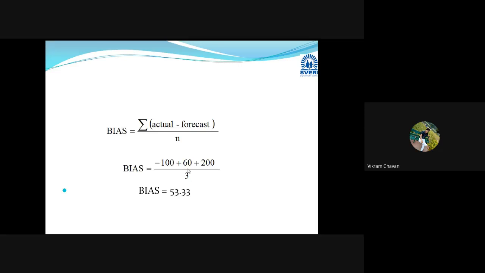So minus 100 plus 60 plus 200 divided by 3 will be equal to 53.33. Is everybody getting these two values, for the bias error and the MAD error, that is mean absolute deviation?